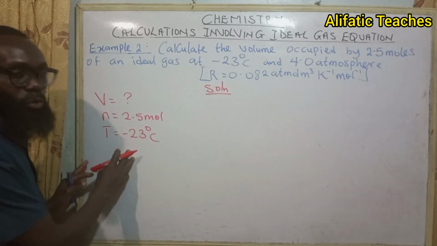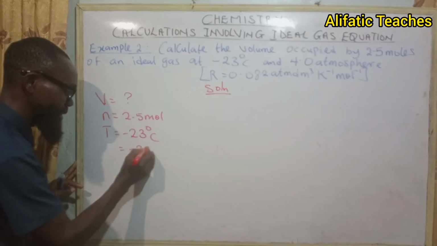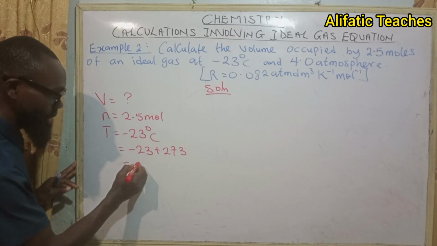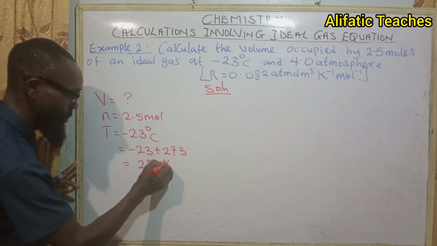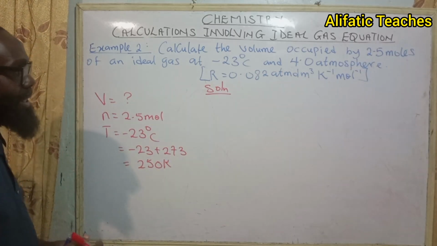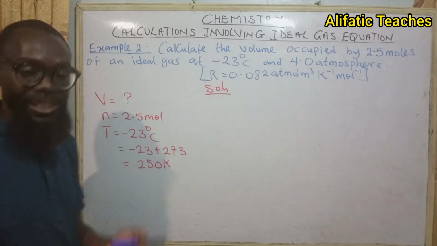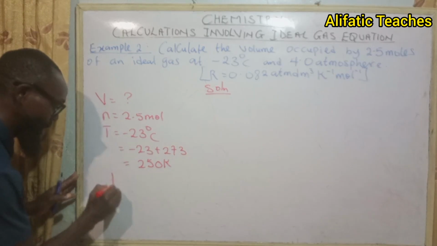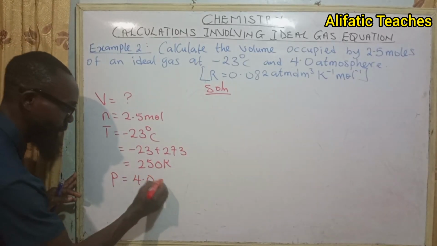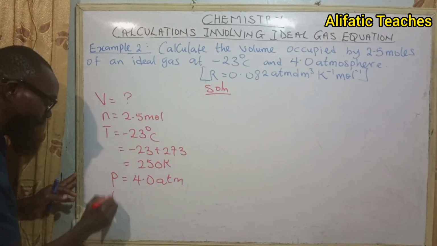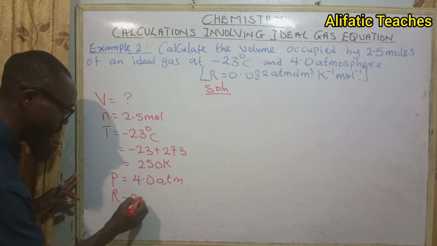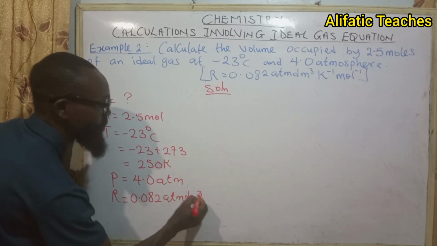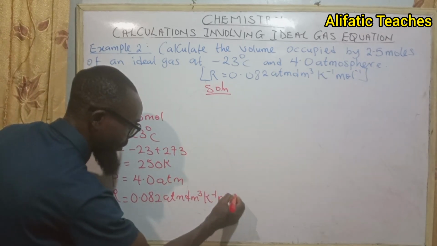Our temperature is minus 23 degrees Celsius. You have to convert this to Kelvin. How? Minus 23 plus 273. So we have 250 Kelvin. We've converted it to Kelvin. Next, 4.0 atmosphere. Anything in atmosphere refers to pressure. Pressure equals 4.0 atm. And you are given the value of R to be 0.082 atm dm³ per Kelvin per mole.